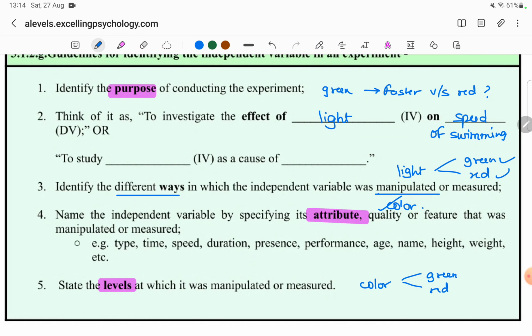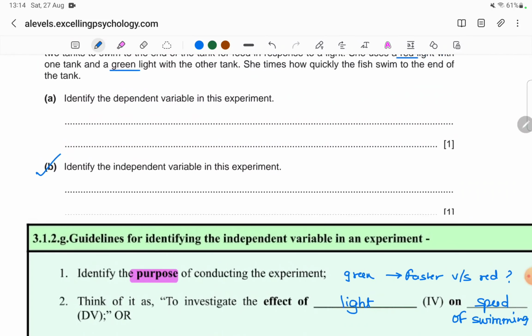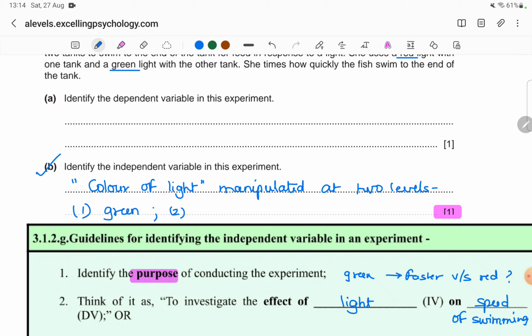Now I'm ready to write my answer. Again, I'll be very direct with it. It's a 1 mark answer, but I will not only name the independent variable, I reiterate, I will also name the levels of the independent variable. So I name the independent variable directly: color of light, manipulated at 2 levels. Levels I write directly: green, red.